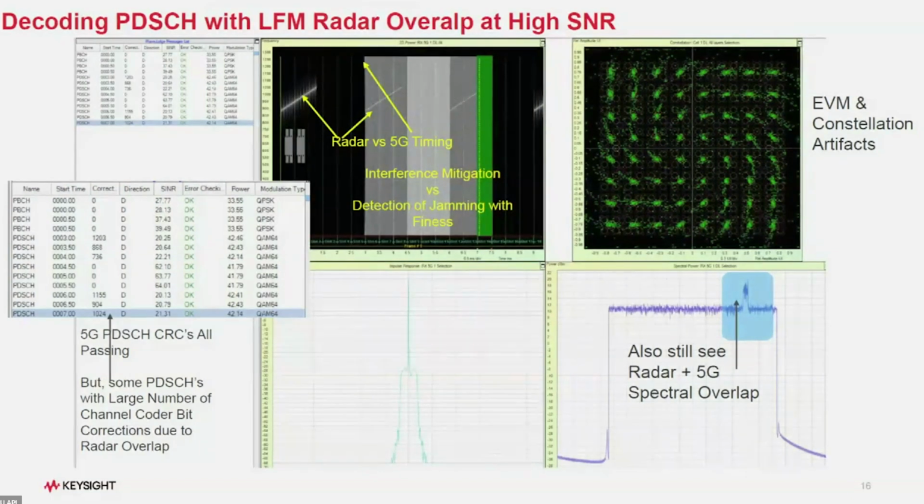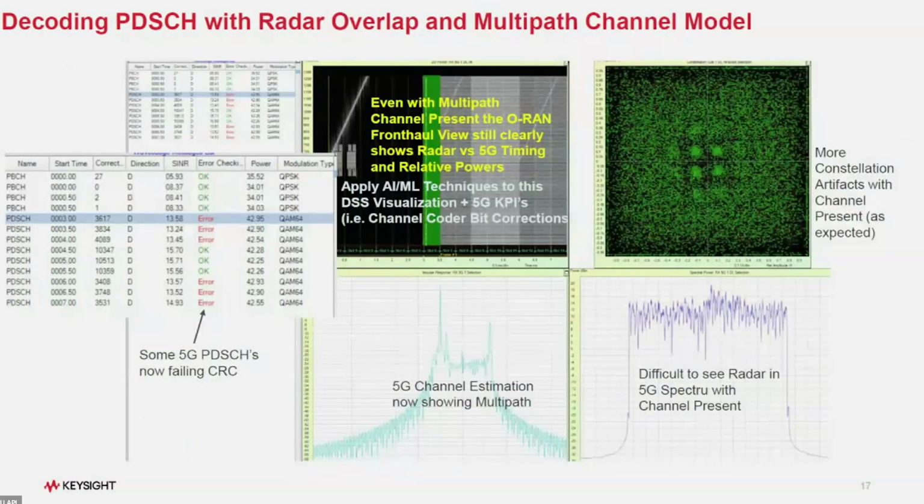And you can see that radar signal still popping up above 5G on the spectrum here. Well, now if I add in a real-world channel, now I've got multipath. Now something interesting happens. Now I no longer survive all those instances where I have overlap between the radar signal and the 5G signal. Now, not only am I correcting lots more bits, I have CRC errors. So sometimes I have errors, sometimes I don't.